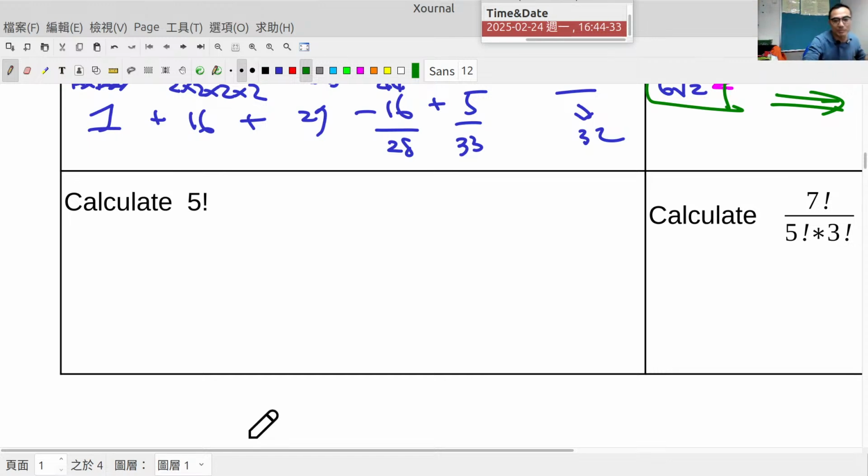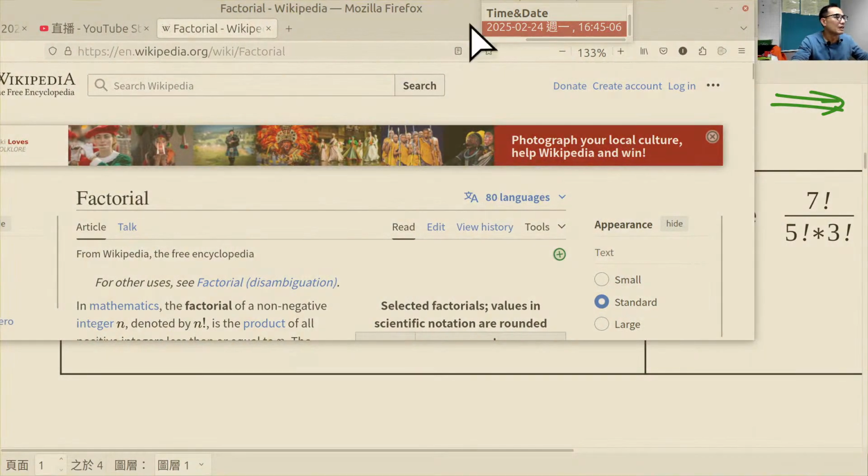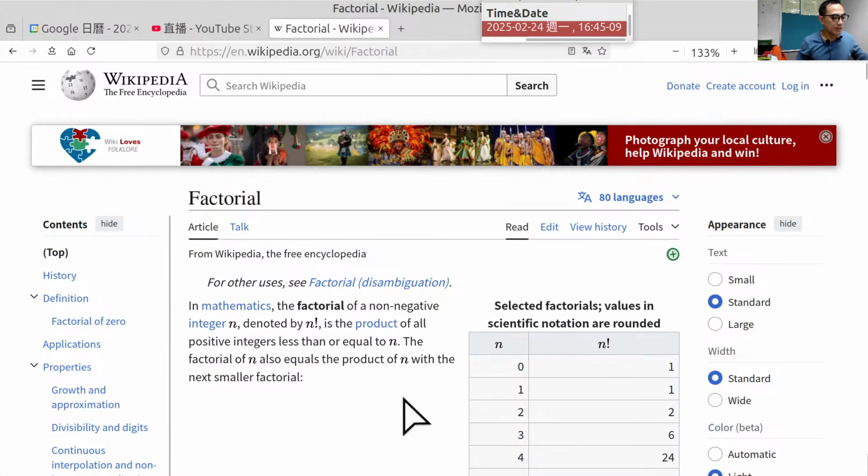Okay, let me use some materials. I know someone did a good job on this question, but most left a blank for me. Okay, I use the information from Wikipedia.